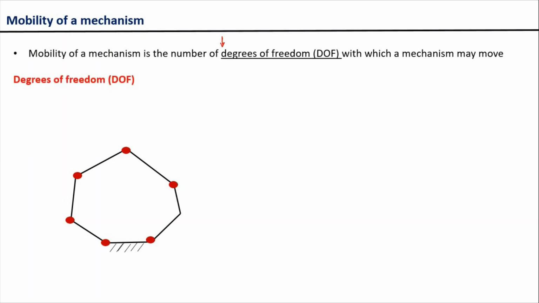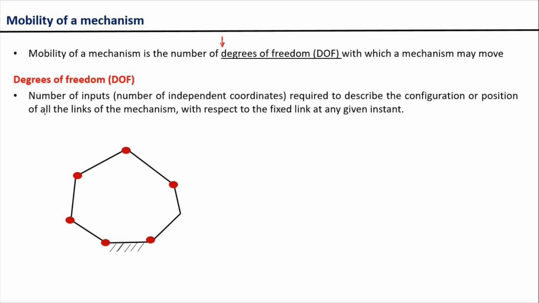In general, if you remember your basic courses of mechanics, degree of freedom is simply defined as the number of independent coordinates required to specify the motion of a rigid body. Now let us see how we can apply this definition in context to a mechanism.